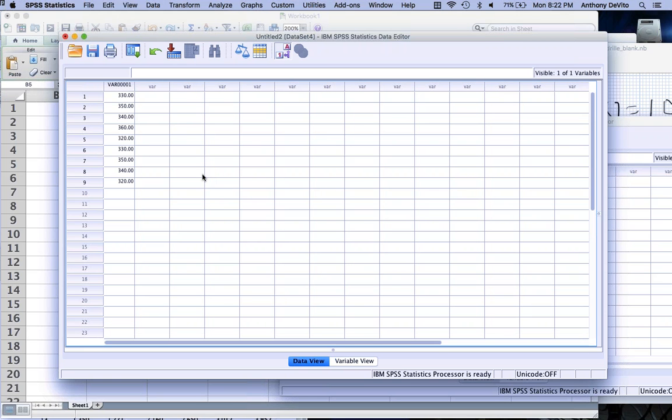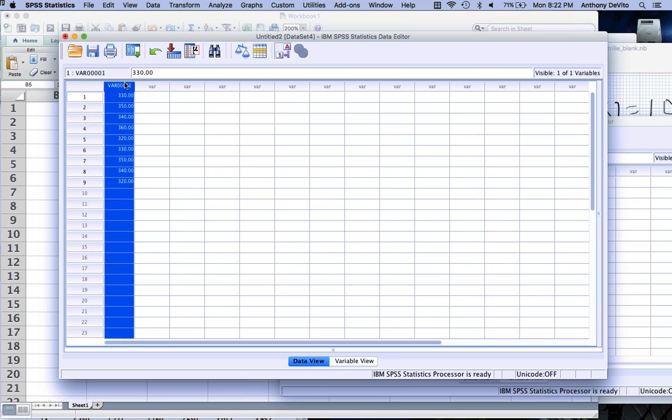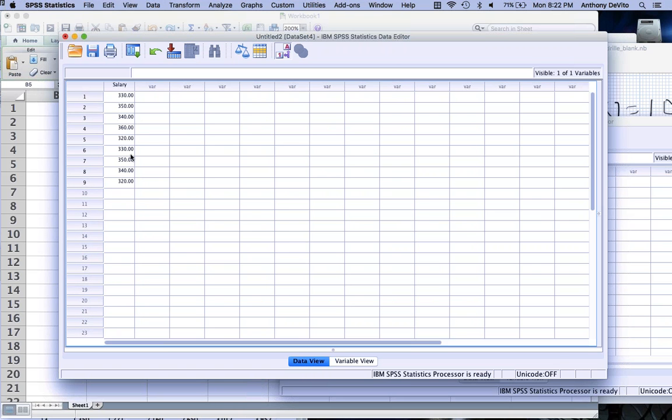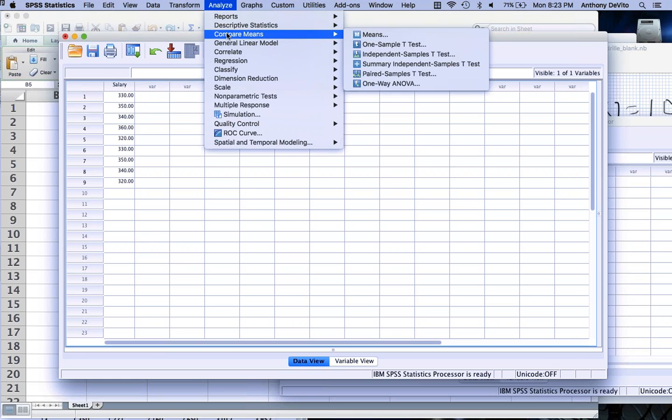Okay, so I pasted in those values. I'm going to rename that variable salary. Okay, and I'm going to make sure it realizes that it's a scalar value. Okay, so I'm going to do the same calculation using SPSS. We really should do that too, because there's likely to be problems on the exam that are going to use SPSS as well. So I'm going to say analyze, compare means, right?